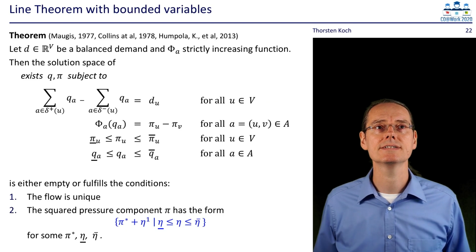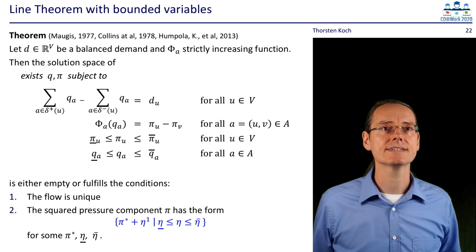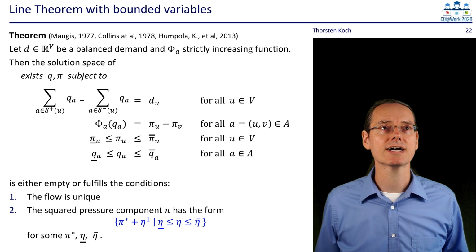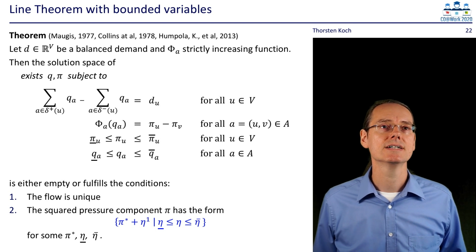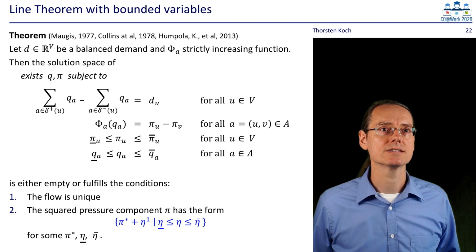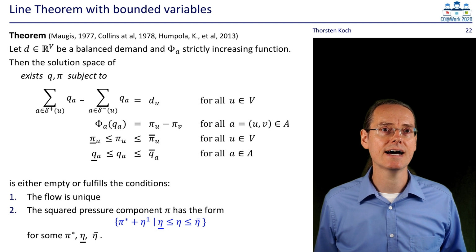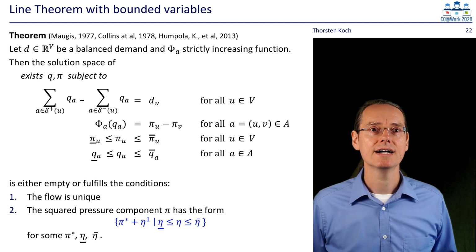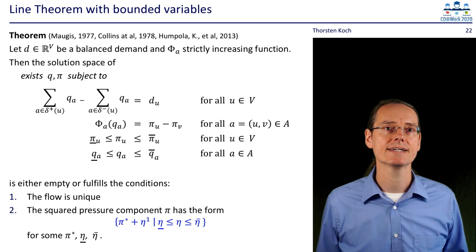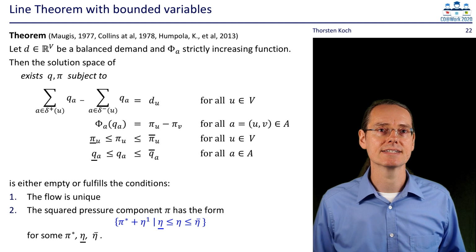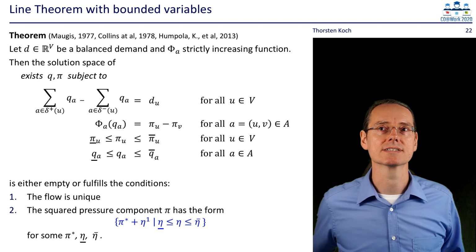Here you see the line theorem, and basically given a balanced demand and a strictly increasing function, then the solution space of Q and pi, in this case squared pressures, is subject to the following conditions: it is either empty or fulfills these conditions. The flow is unique, and the squared pressure component pi has this form, which basically says that it's a line which is given.